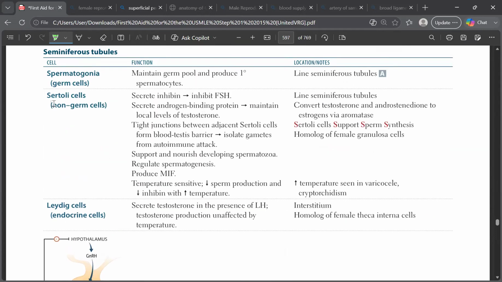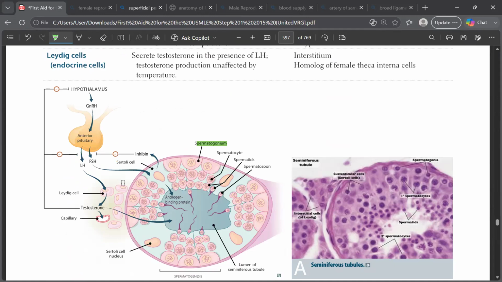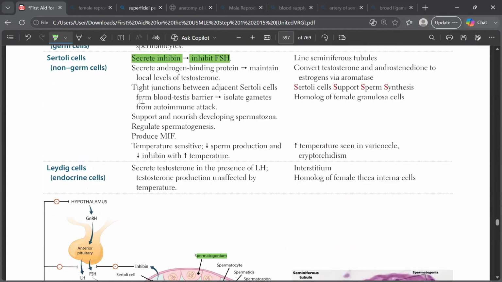All right. So Sertoli cells are non-germ cells. They secrete inhibin that inhibits FSH. They secrete androgen binding protein that maintains the local level of testosterone. They form tight junctions between adjacent Sertoli cells, forming the blood-testis barrier, which isolates the gametes from autoimmune attacks. So they have a role in immunity, a role in inhibiting FSH, and a role in maintaining the levels of testosterone. They support and nourish developing spermatozoa.